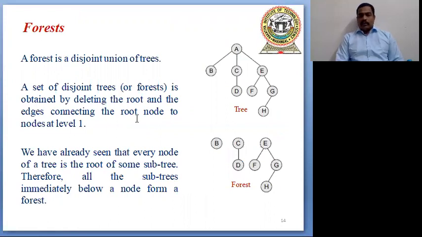And then forest. The next type is forest. What is forest? A forest is a disjoint union of trees. A set of disjoint trees is obtained by deleting the root and the edges connecting the root node to the nodes at level 1. So in this diagram, this is the level 1. B, C, E are in level 1. We are just removing the root node and removing the edges from level 1. So those trees are called forest. Clear? So from this tree, I am removing the root node and removing these 3 links. Okay. So that is called forest.